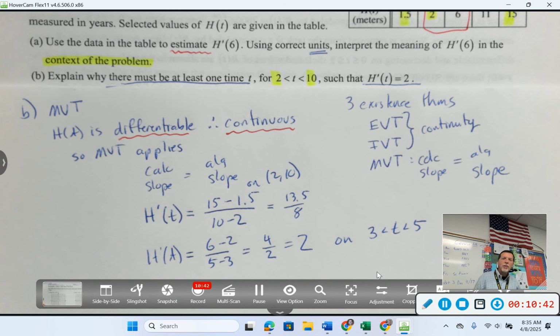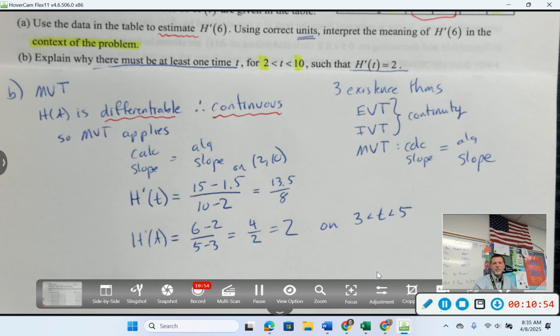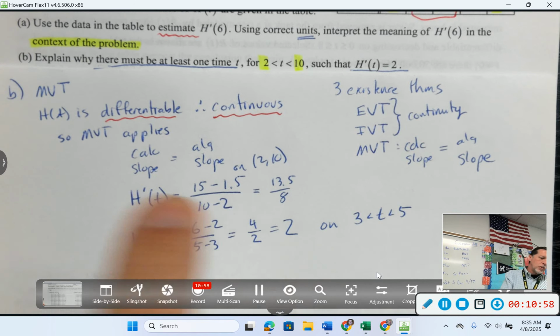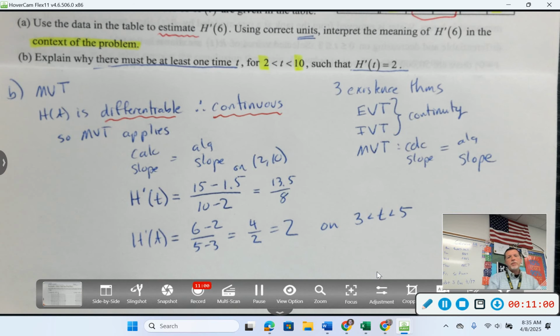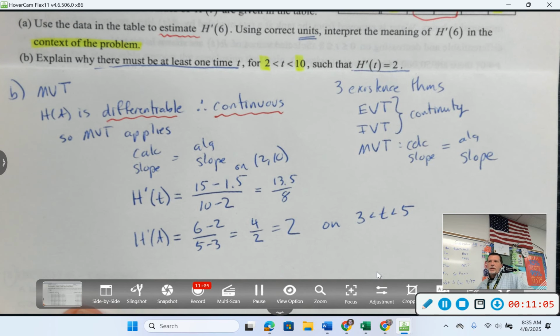So we did one better than they asked for. They said there must be some time between 2 and 10, and we tried 2 and 10, but 2 and 10 didn't work. So that forced us into finding a window where our slope was 2. So we narrowed it down. We're saying it's not just from 2 to 10. We're saying between 3 and 5, the average slope is 2. Therefore, the precise slope, the calculus slope, is 2, somewhere between 3 and 5.